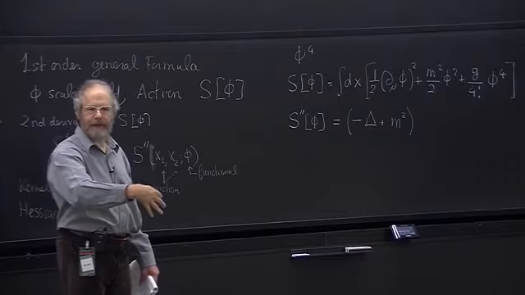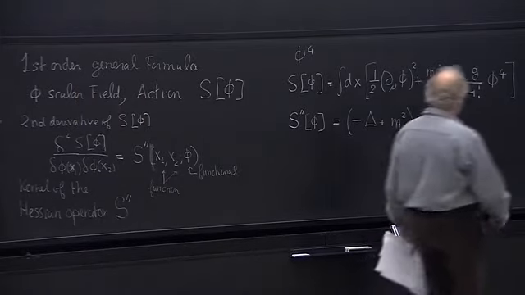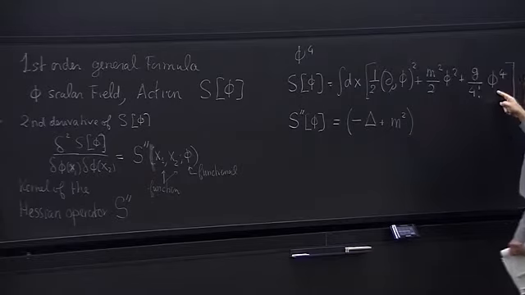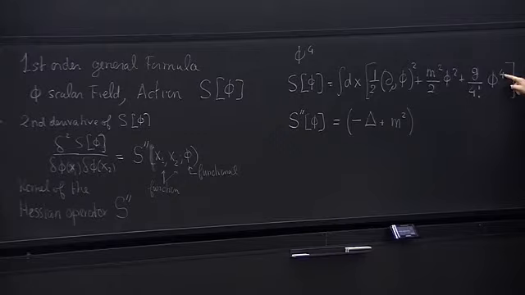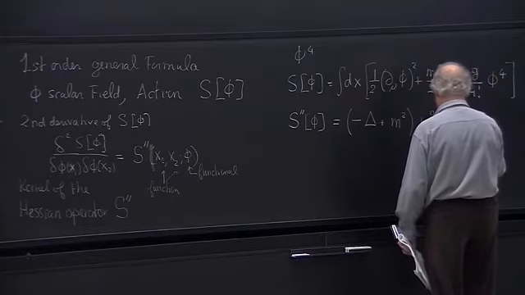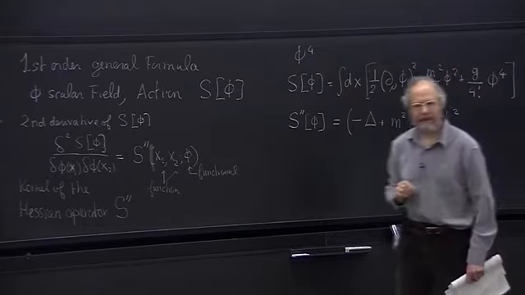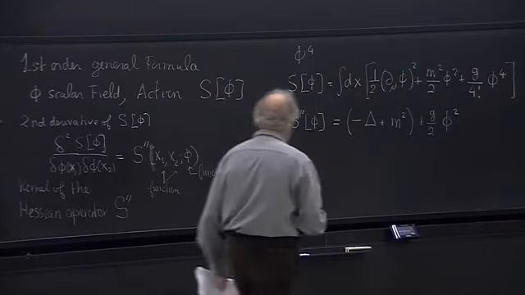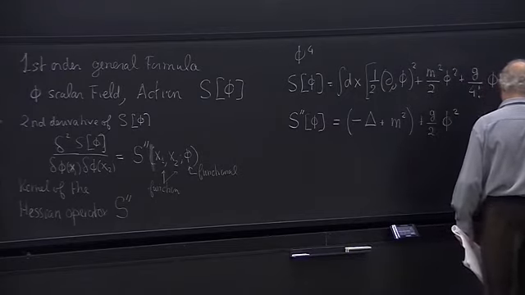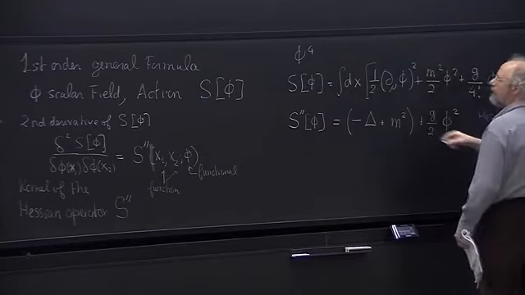It's an operator acting on functions. It's a differential operator. And if we take the second derivative of this with respect to phi, it takes value only if x1 and x2 are the same. And then we take the second derivative of phi to the 4, which is 12 times phi squared. So we get g over 2 multiplication by the function phi squared. So this is the Hessian operator for the phi 4 theory.